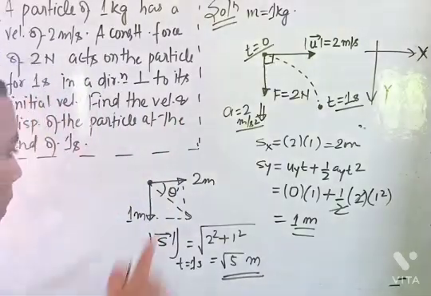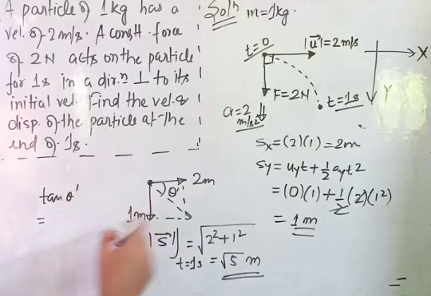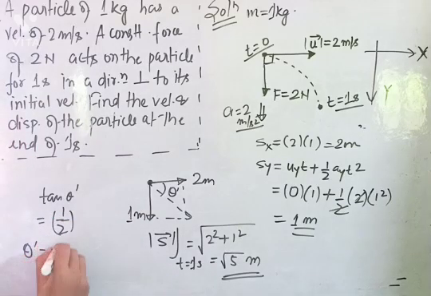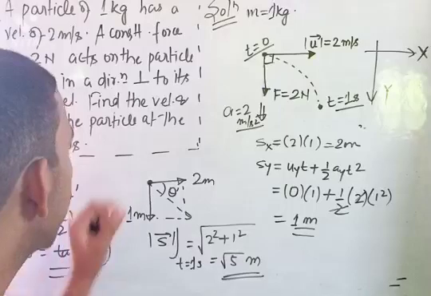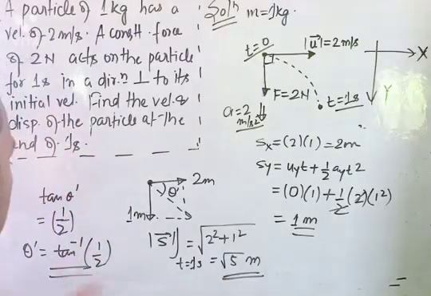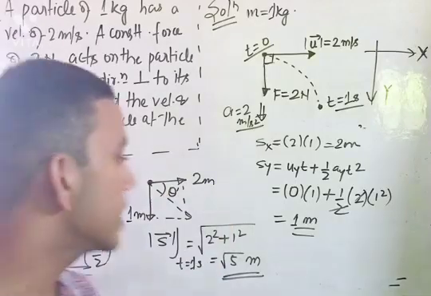Now let's find the direction. Tan theta this is equal to 1 upon 2, that is half. This theta this is equal to tan inverse of 1 by 2. That means we can say that the displacement at t is equal to 1 second is root 5 meters along the line which is making an angle of tan inverse half with the direction of initial velocity given. This is the answer of this question.